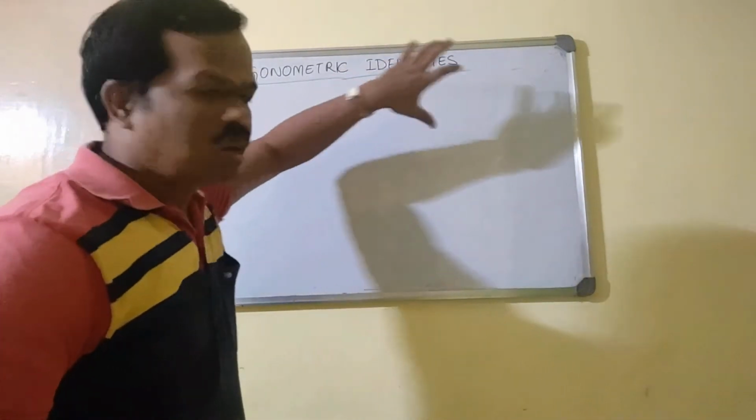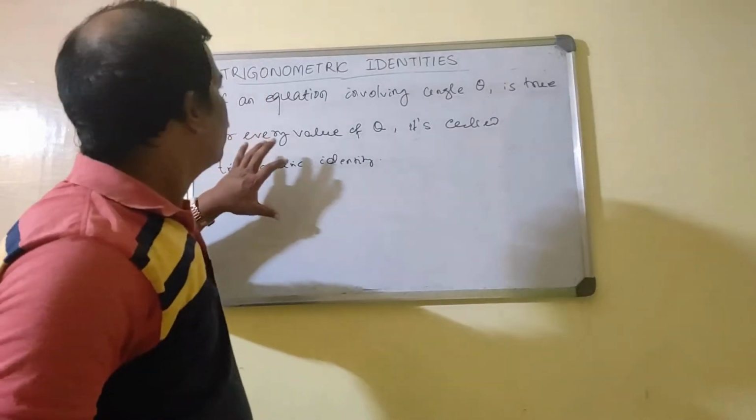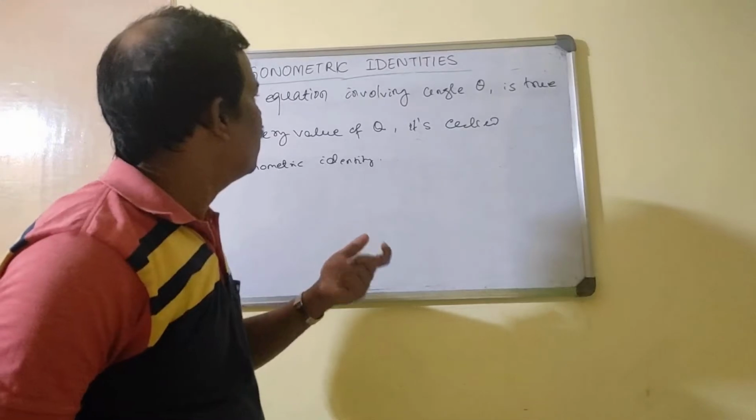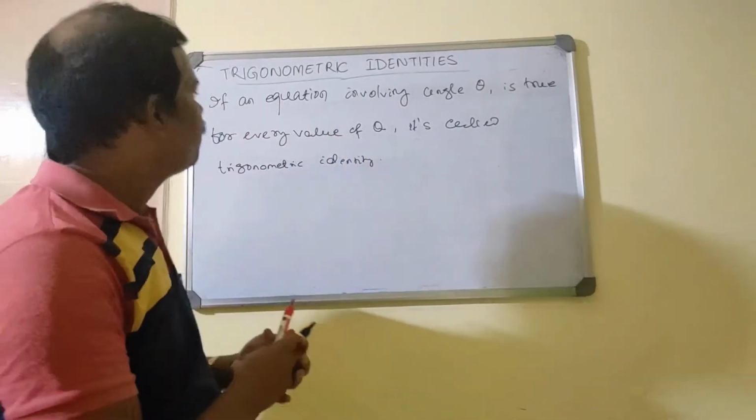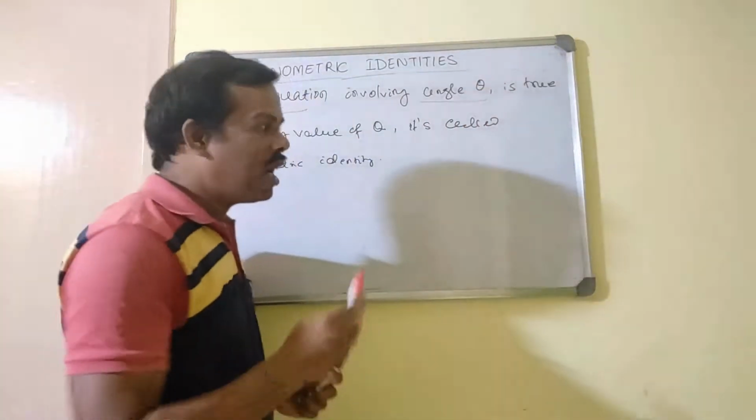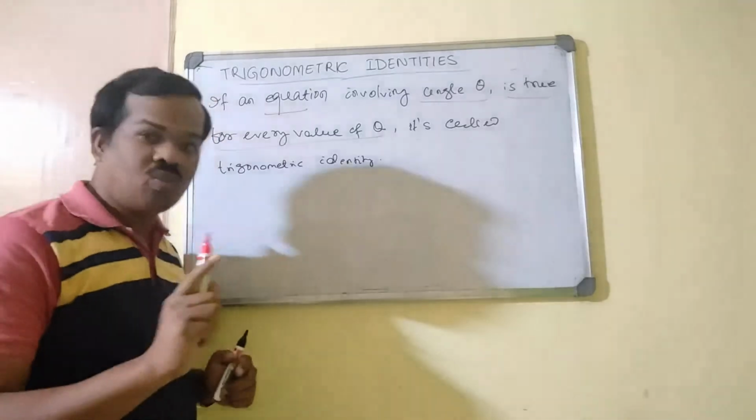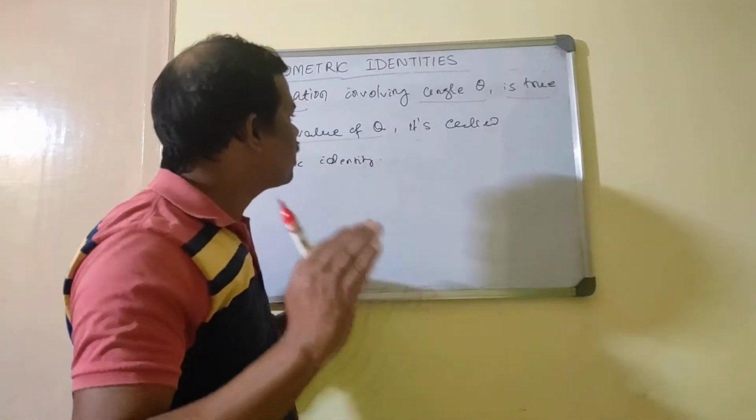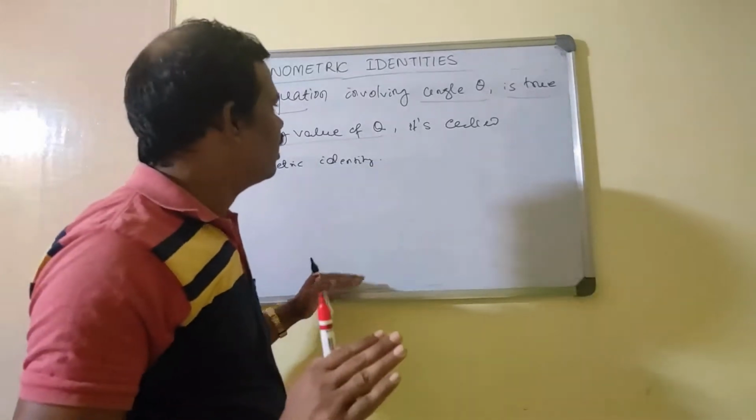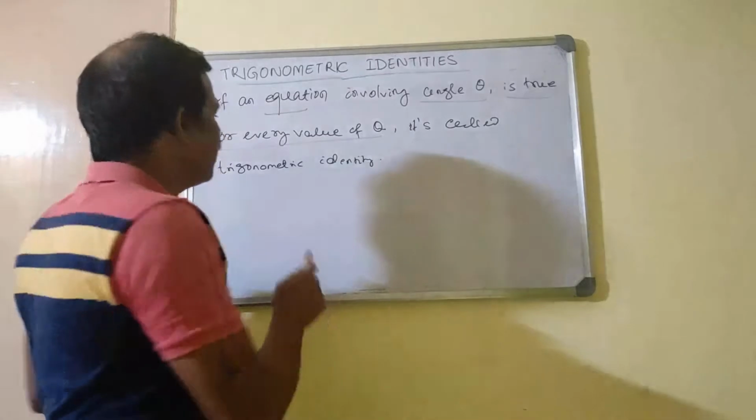So what is a trigonometric identity? Where do we call something a trigonometric identity? It is an equation that involves the angle theta and is true for every value of theta, not one or two values of theta. Every single value of theta, this equation should be valid. Then only it will be called a trigonometric identity.